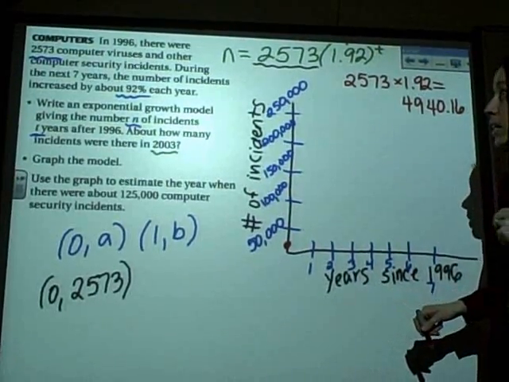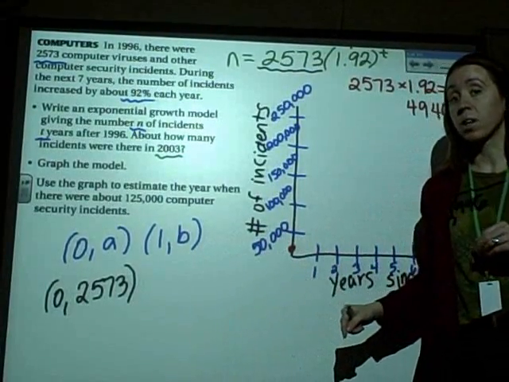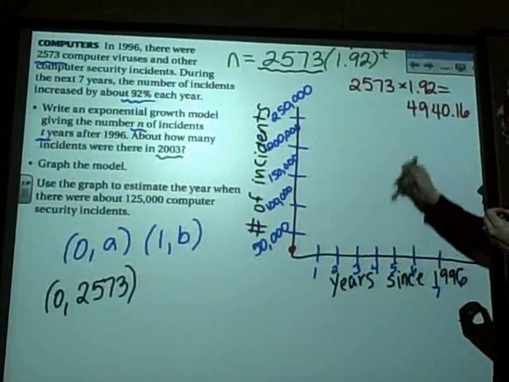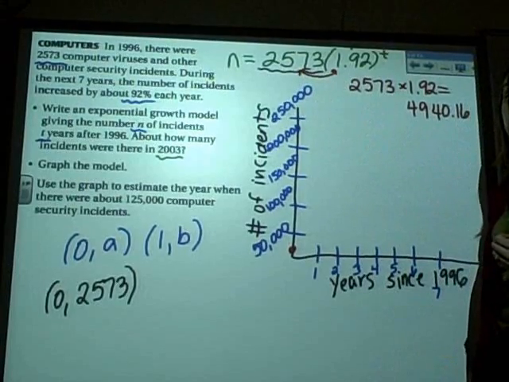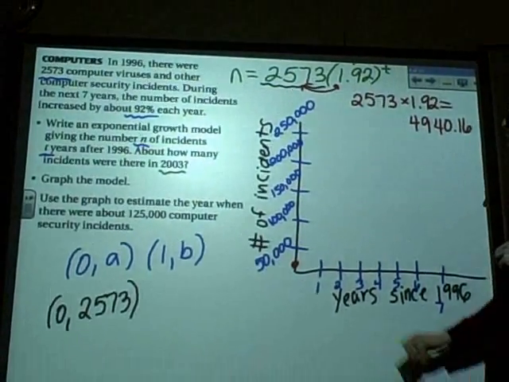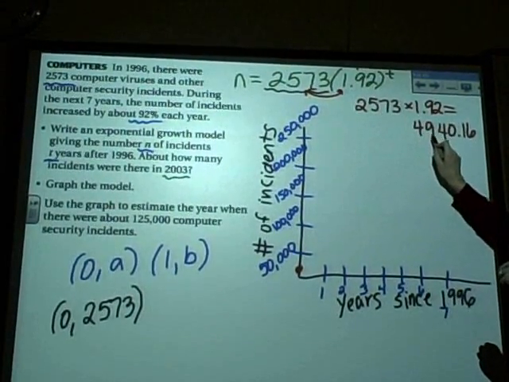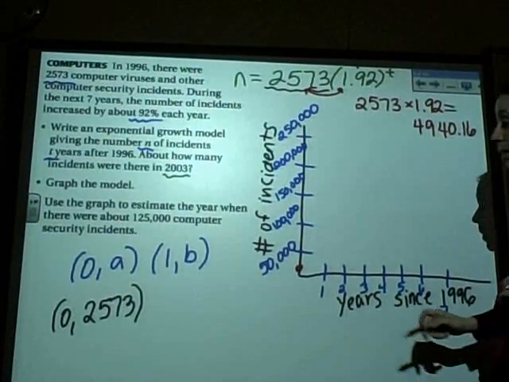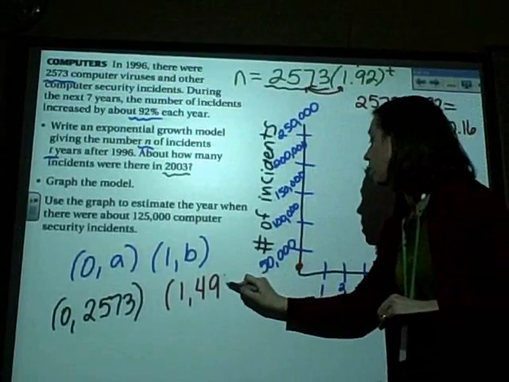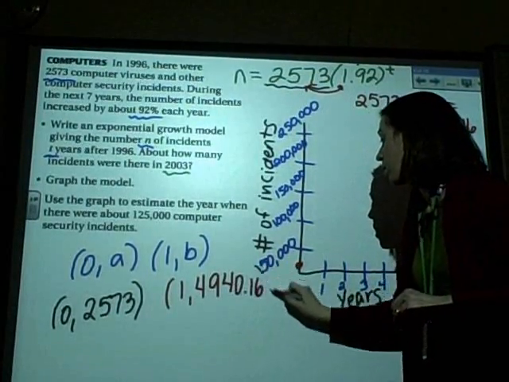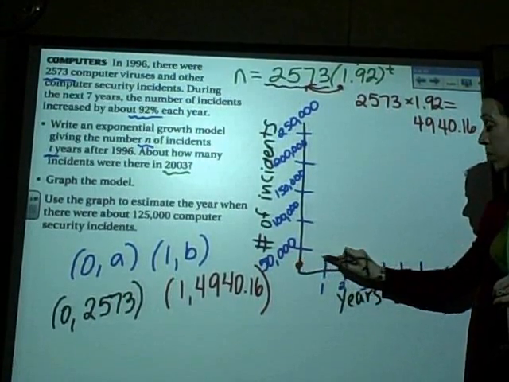That's what we have. Now, we're going to graph the second point. This one is 1, and then our b value. And if you remember from before, the b value is whatever these two numbers are multiplied together. And that's again from a previous slide. Okay, so we're going to multiply those two together. We do that and we find 4,940.16. That's going to be our other point. And then again, we're going to estimate that. That's 1 year after. It's still pretty low, but it is higher.